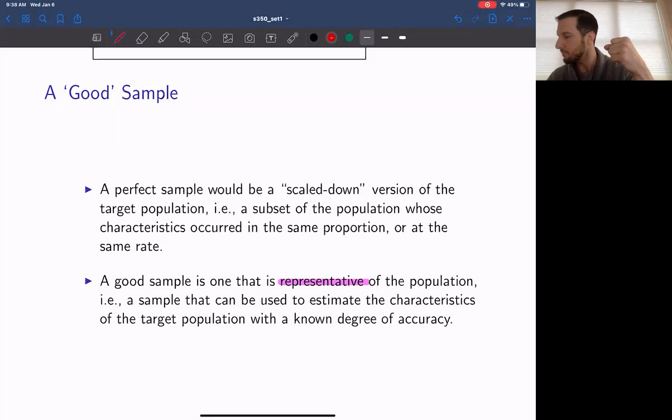Right? So the goal of our study really boils down to how do I collect representative samples and how can I have some confidence that this is a representative sample, that I am actually capturing the dynamics of the population in the right proportions or at the right rates of occurrence.